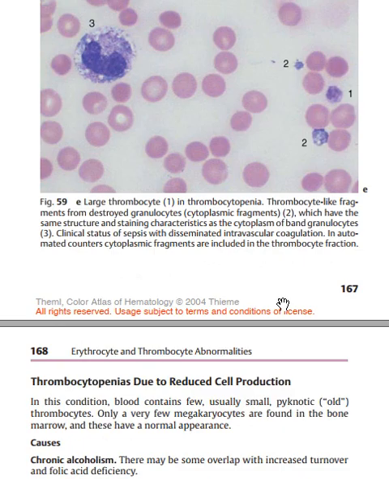Now the diagram E is going to show large thrombocytes. As you can see here, the first diagram shows large thrombocytes in thrombocytopenia. Now we also have diagram 2, which shows thrombocyte-like fragments from destroyed granulocytes. Is it clear? They have the same structure and staining characteristics as the cytoplasm of the granulocytes, band cells. And diagram 3 shows a clinical status of sepsis in disseminated intravascular coagulopathy, where in the automated counter cytoplasmic fragments are included as thrombocyte fraction.